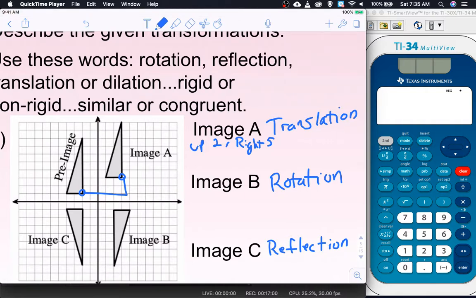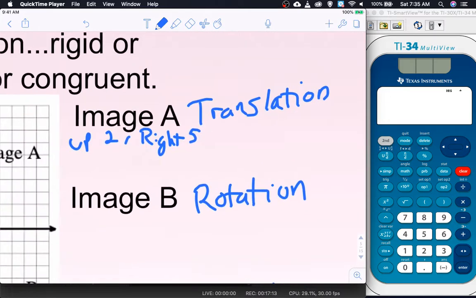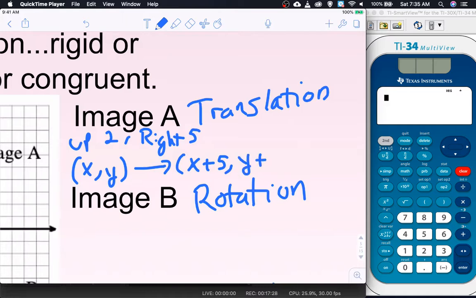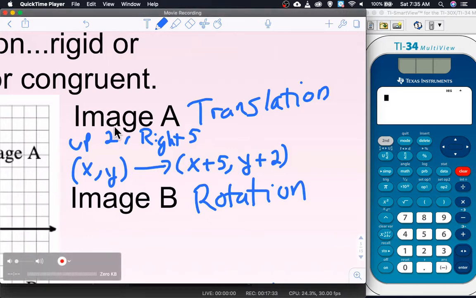There's actually one more level of answer we could do to this to make it even better. A lot of times you'll see translations given as a mathematical rule. So here's how this is going to look, and I'm just going to show you this one, and then we'll talk about it. So x comma y goes to, the x value goes up by 5, the y value goes up by 2. Now, you might see some connections between this thing and this thing.